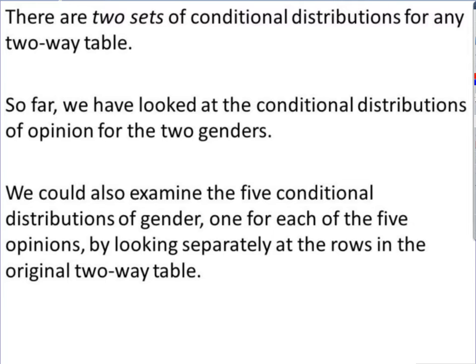There are two sets of conditional distributions for any two-way table. So far, we've looked at the conditional distributions of opinions of the two genders. We can also examine the 5 conditional distributions of the gender. So for each of the 5 opinions, we can look to see what percent of that opinion are female and what percent of them are male.